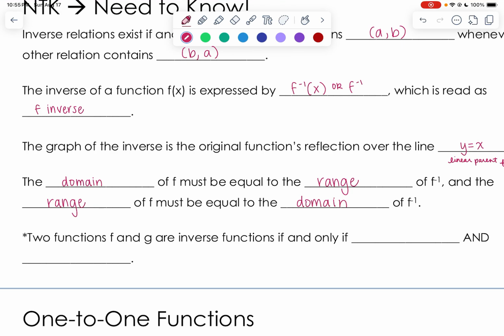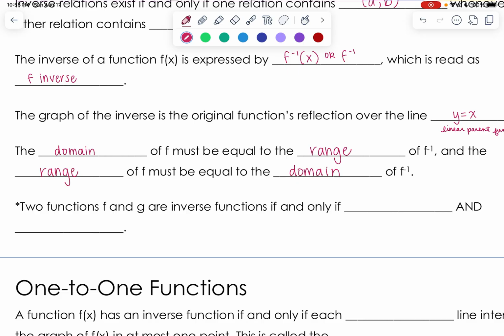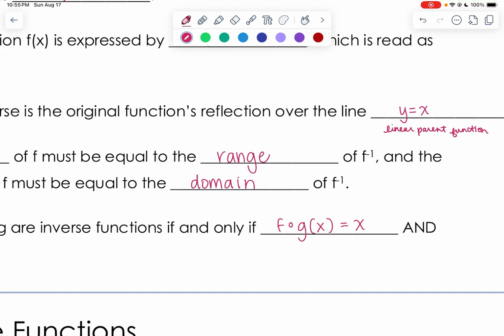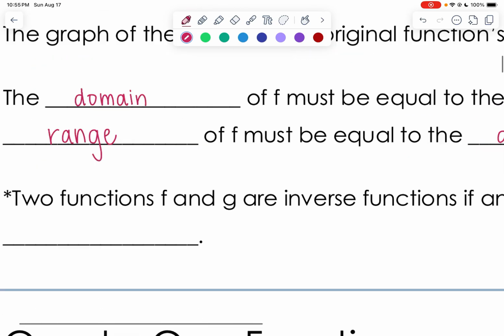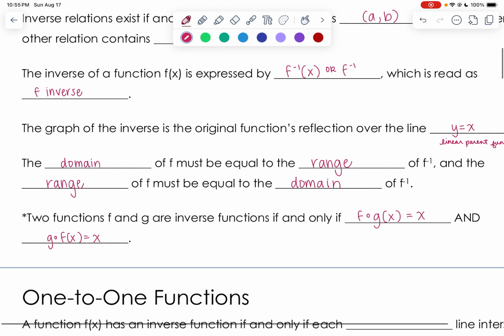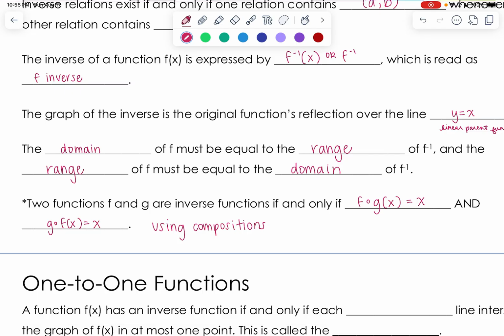Okay? And like we talked about compositions the other way, a quick way to check if two functions, f and g, are inverse functions is if f of g of x equals x and g of f of x should also equal x. And that's using compositions. There are other ways to check if you have inverse functions, but we'll get more into that later.